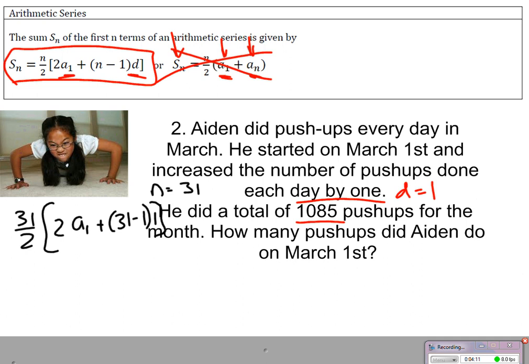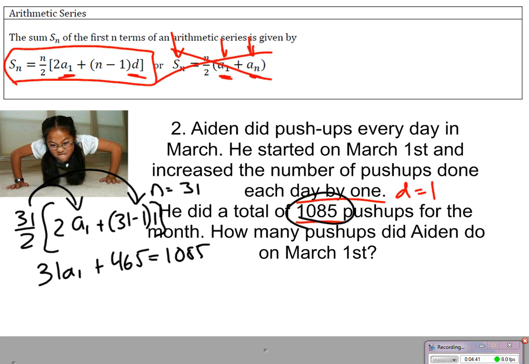the 1085. Okay, so let's clean this up a little bit. 31 divided by 2 times 2 is going to be 31 a sub 1 plus 30 times 15 and a half. I take this and distribute here. So 15.5 times 30 is going to be 465. That's going to equal 1085. So 1085 minus 465, divided by 31. So on the first day, he did 20 push-ups.